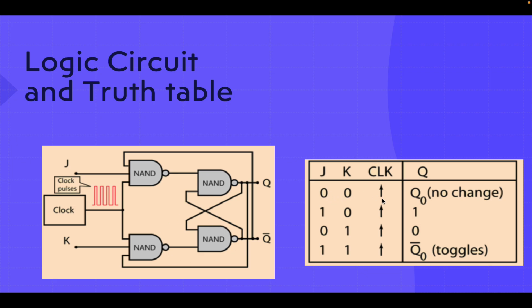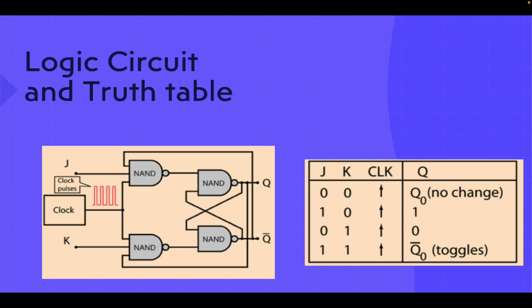Whenever J is 0 and K is 0, you will get the previous state as output, that is Q0. You will have no changes. Whatever was in the previous state, the same will be repeated here. If J is 1 and K is 0, your output will be 1. That is, it will be set. 0 and 1, it is 0. It will reset. 1 and 1, it will toggle.